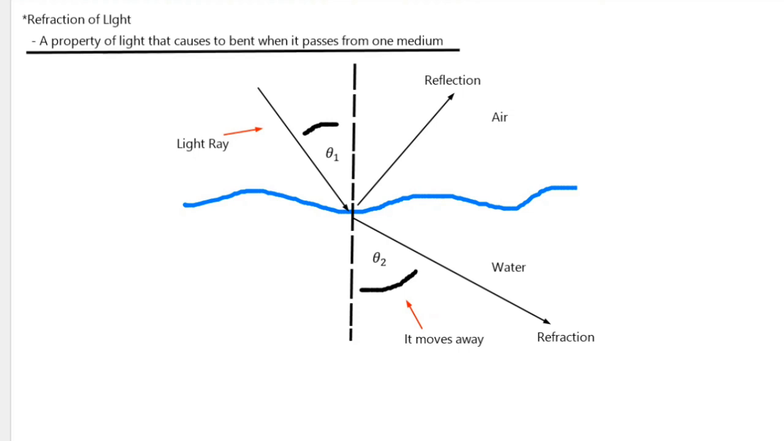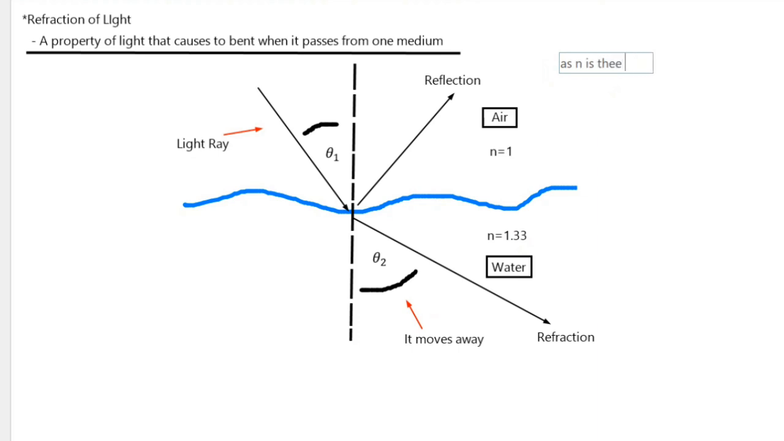It is a property of light that causes it to bend when it passes from one medium to another. So that other medium here is going to be the water that causes it to bend. This is air and this medium is water. This is caused by the index of refraction. The index of refraction of air is just going to be 1. We have a symbol N here. And the index of refraction of water is going to be 1.333. So N is the index of refraction. I'm going to note it here.